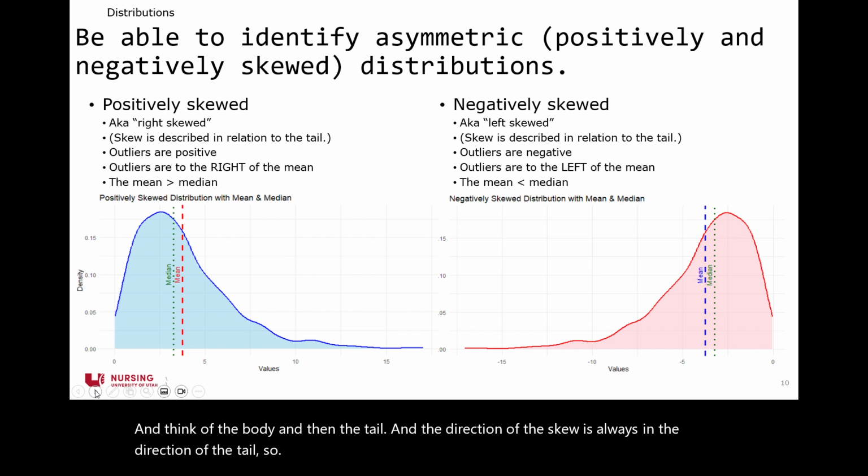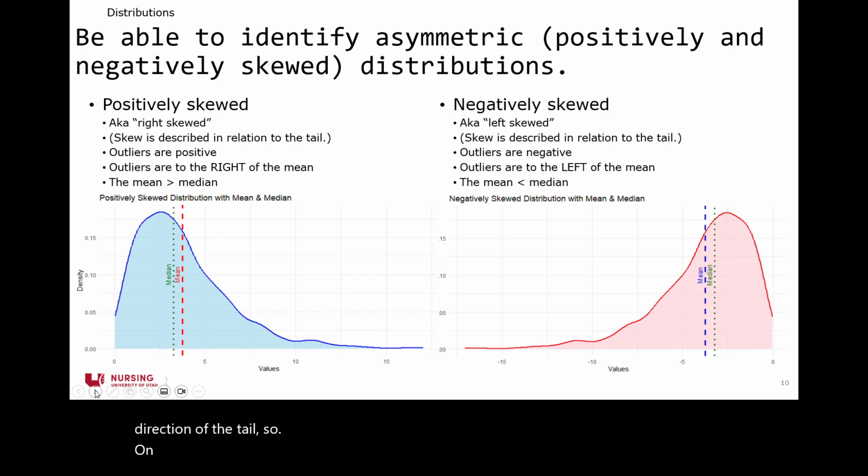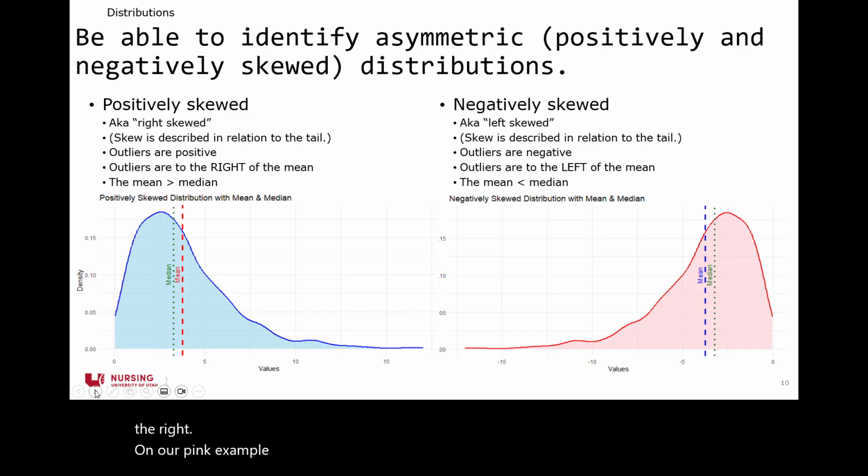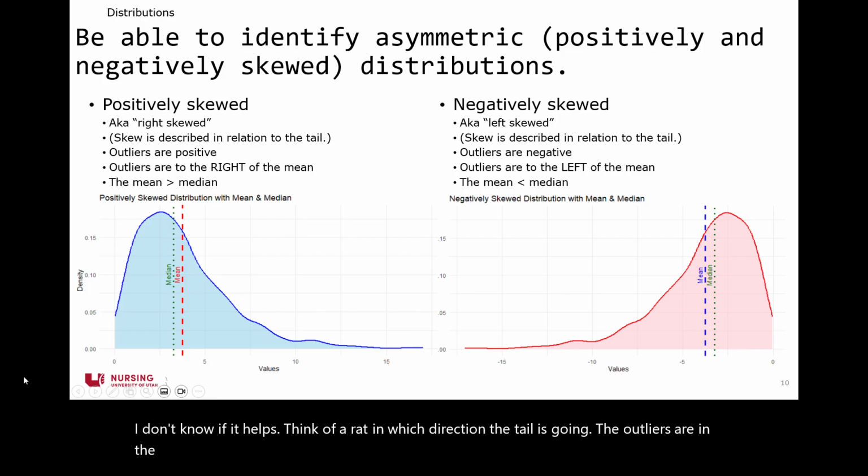So on our blue figure here, that's positively skewed. That's right skewed. The tail is going off to the right. On our pink example, it's negatively skewed. It's left skewed, and the tail is going off to the left. So I don't know if it helps. Think of a rat and which direction the tail's going. The outliers are in the direction of the tail. That's the direction.